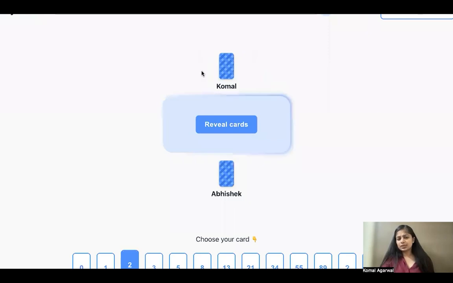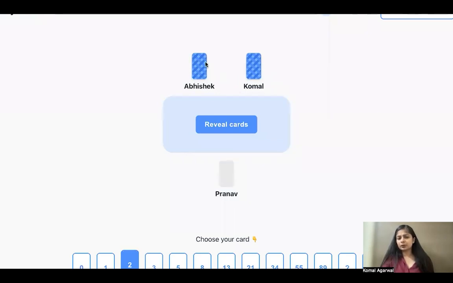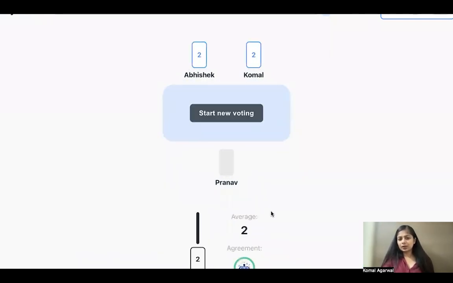Basically, you can see whoever has voted, it gets highlighted. Yeah. Pranav, we are waiting for your vote, or we're waiting for your estimate. Done. So basically now all 3 of us have estimated. I'll do reveal cards. Okay. So now what happened is this application has already taken out the average of the estimation. Pranav's is not showing, I think. Because only Pranav's vote was 3.